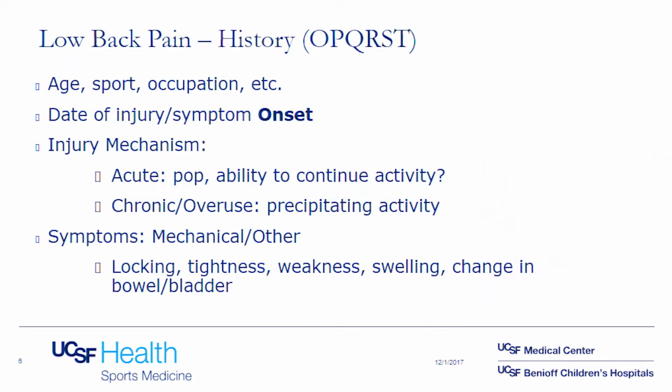So you can ask, how many of you guys think about the OPQRST type of questions when you ask someone that comes in with a pain? That's one way that you can do it, and this is what I like to go through. Certainly you know their age, whether or not they're involved in a sport or activity, their occupation. You ask for the onset, that's the O. What's the injury mechanism? Is it acute or chronic? Could they continue activity? Or, what was the precipitating activity? And then mechanical symptoms: locking, tightness, weakness, swelling, etc. Any changes in bowel or bladder?